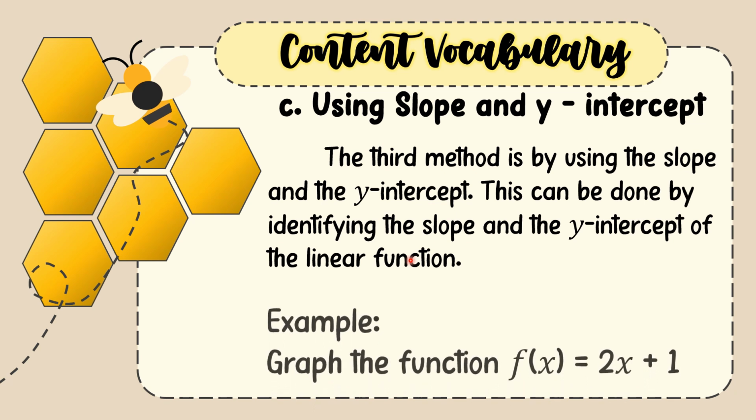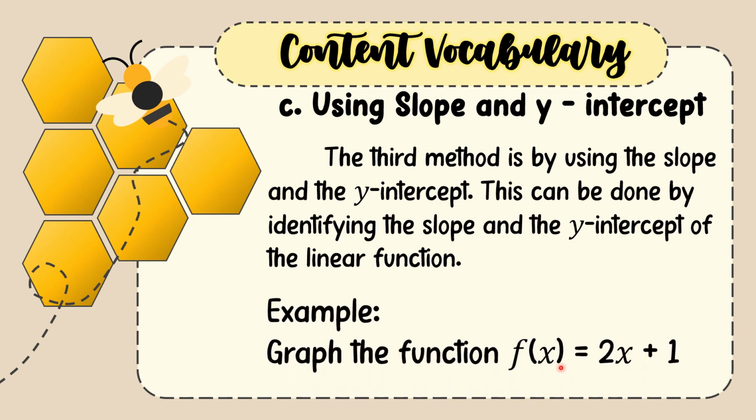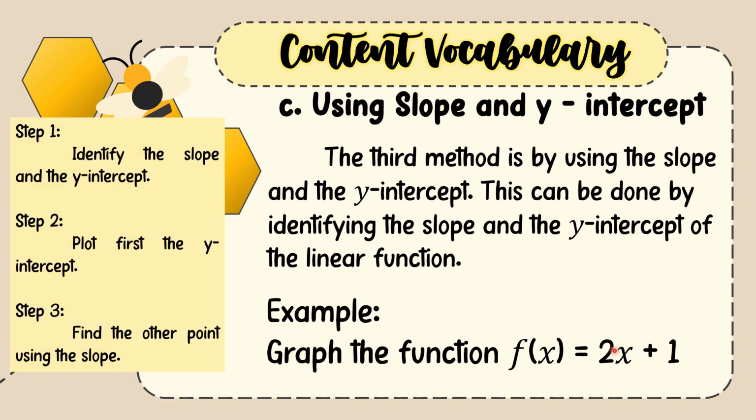So we have here the example, graph the function f of x is equal to 2x plus 1. Now, how will you find the slope and the y-intercept? Step number 1, identify the slope and the y-intercept. Step number 2, plot first the y-intercept. Step 3, find the other point using the slope.